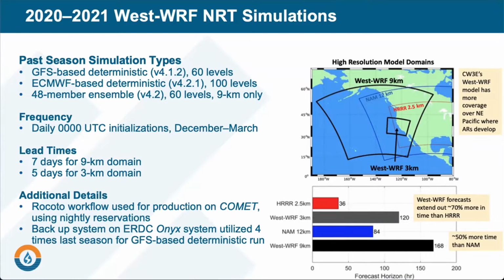So you can see our model domains on the right there and how they compare to several operational models. The 9-kilometer domain covers much of the Eastern Pacific and Western US and Canada. And then our 3-kilometer domain was mainly over California and then offshore areas. For the 9-kilometer domain, we go out 7 days, 5 days for the 3-kilometer.